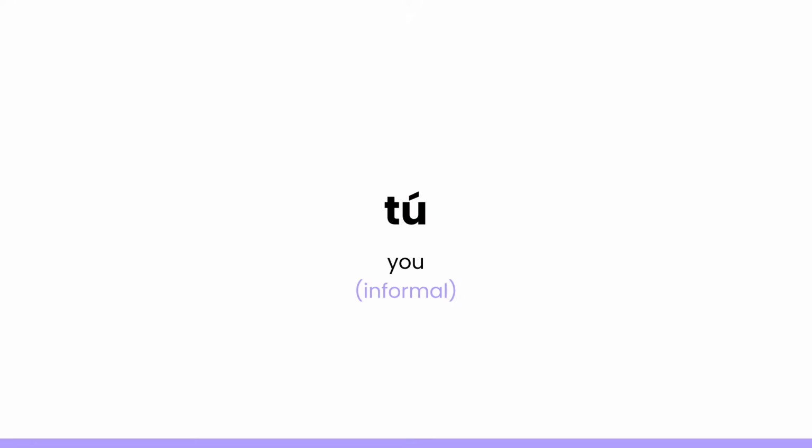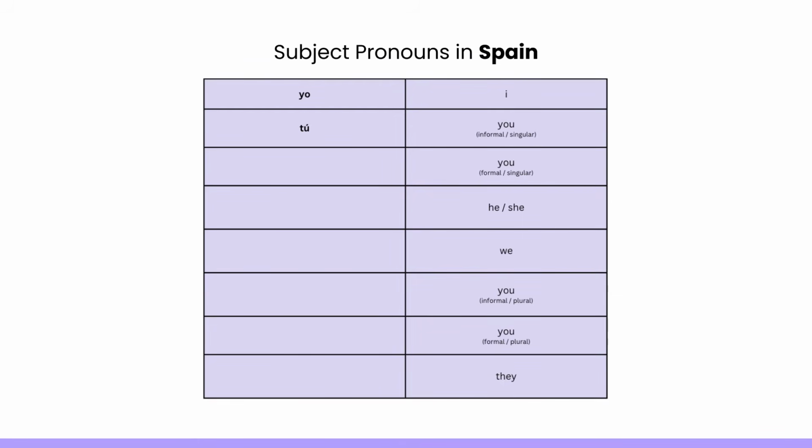In Spanish, this is tú. Tú. And notice the accent on the you here. Tú. Now this tú is informal, so we only use this when we are talking to friends or people that we know. So again, let's grab our list and let's write tú in the second row. Tú.